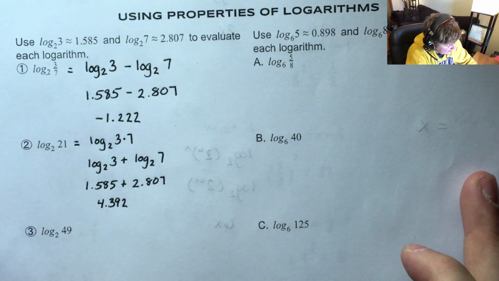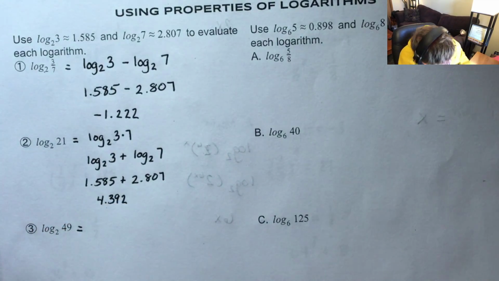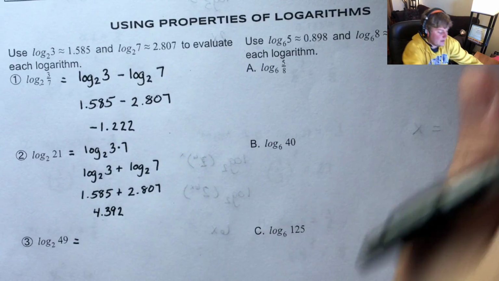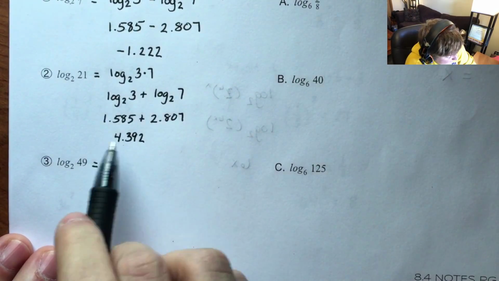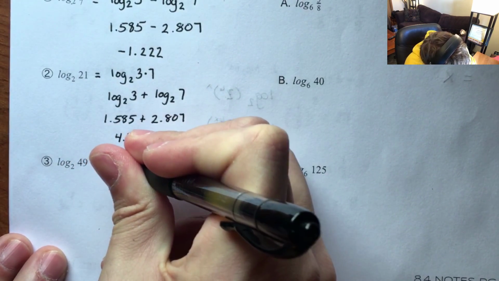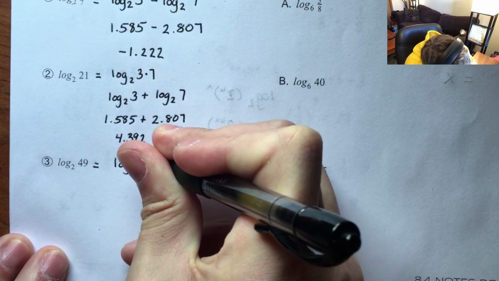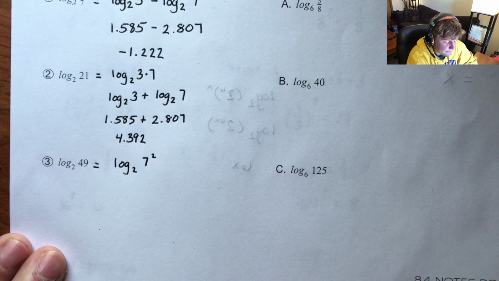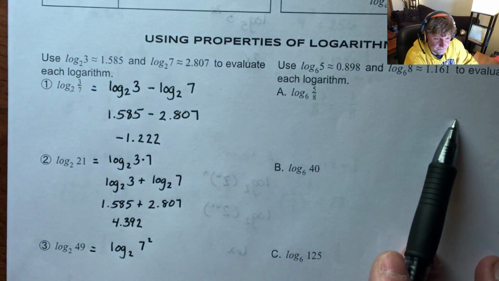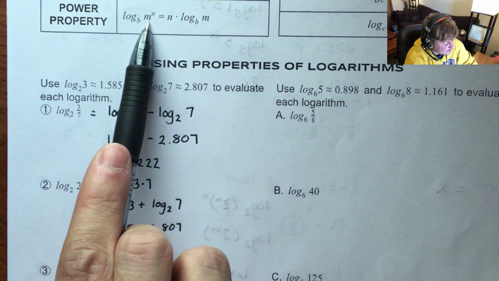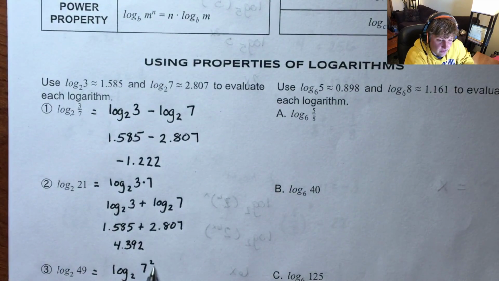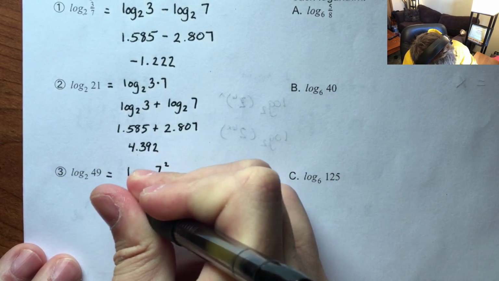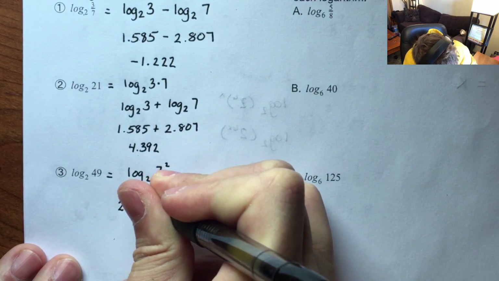Next one here is log base 2 of 49. So we need to think about the numbers I've given here. I know that 7 squared is the same as 49. So I'm rewriting 49 as 7 squared, and now I can use the power property. The power property tells me I can take the exponent of that inner part of the logarithm and pull it out in the front and multiply. So 2 times log base 2 of 7.